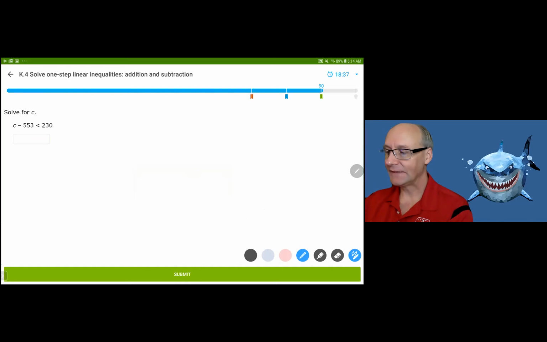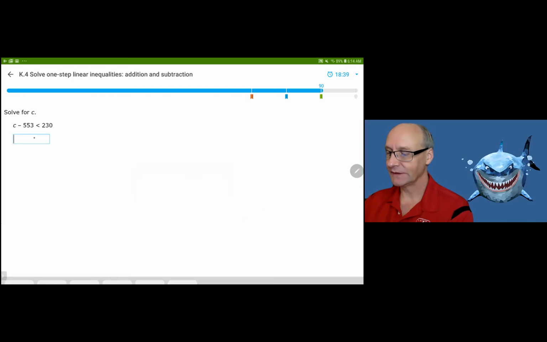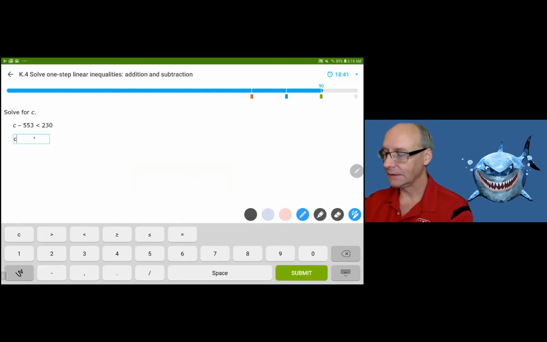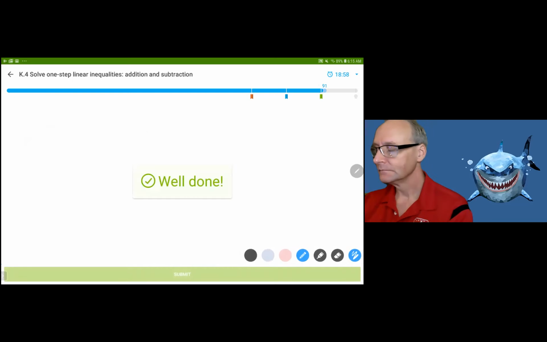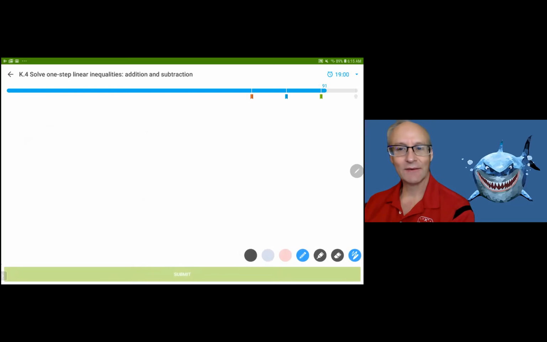Okay, I'm going to add 553 to both sides, and I'm just going to do it in my head. C is less than, looks like 773. I'm going to take a look at it just to make sure. Oh, 783, duh. Always good to double check your work. Now it's right. That would have been unfortunate.